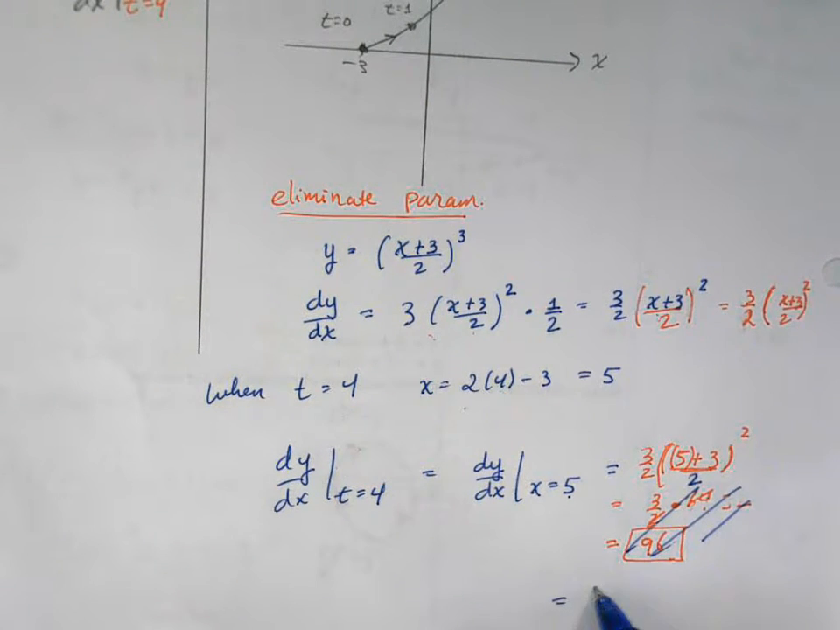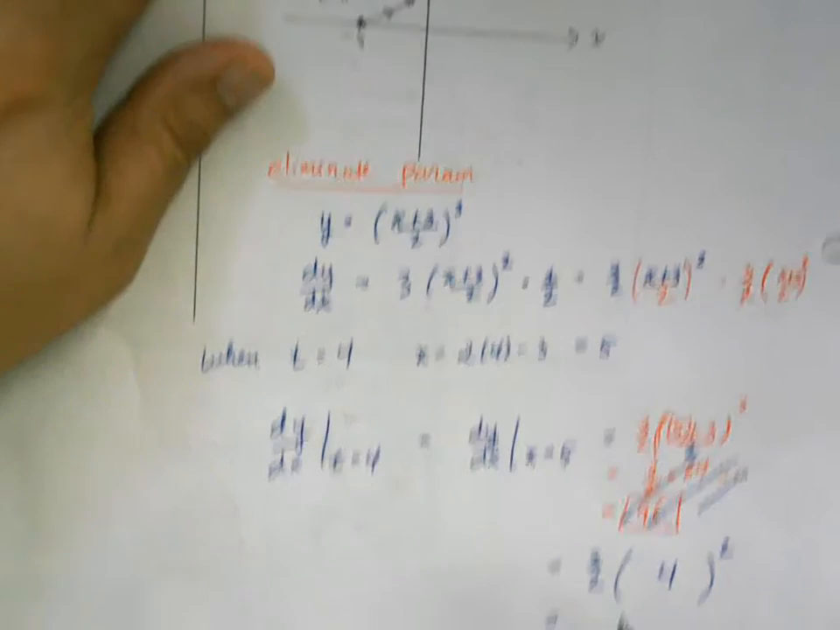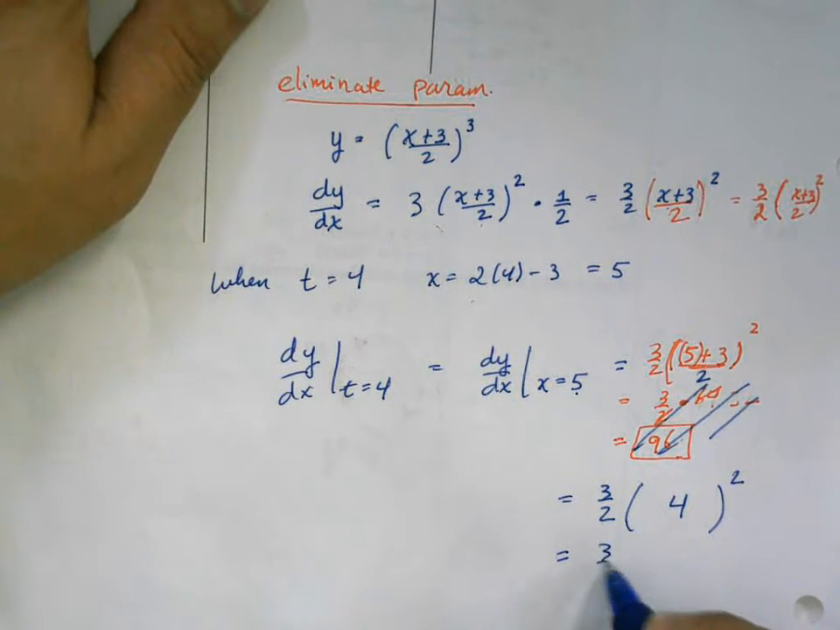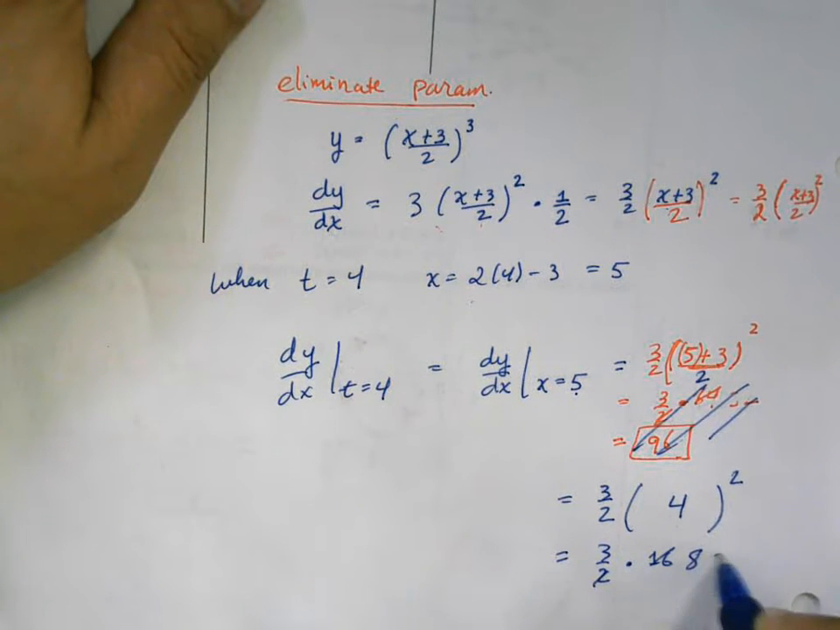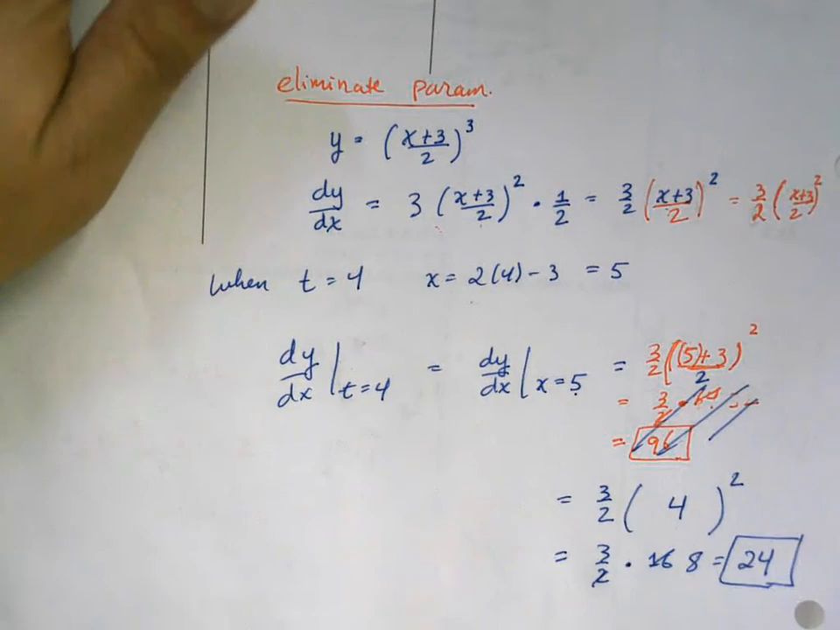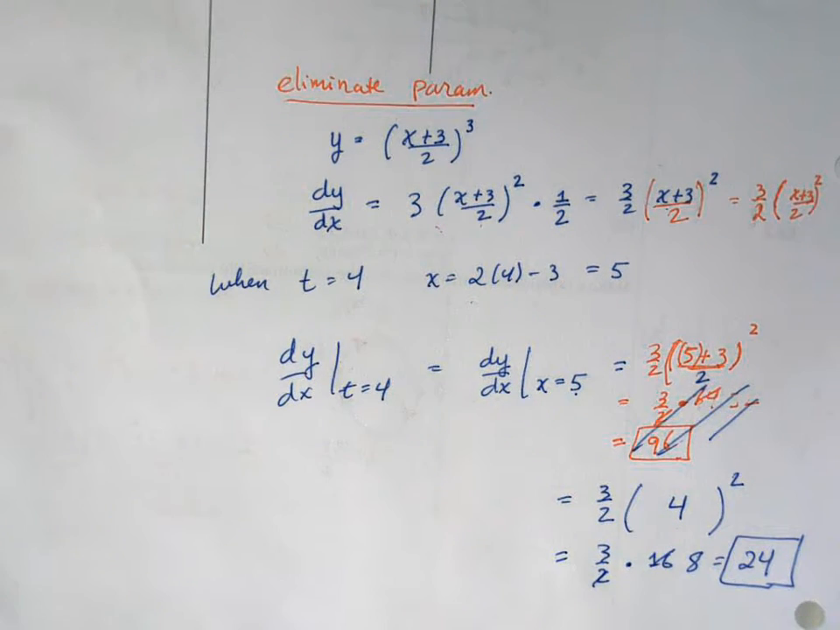Let's cross off all of this. So this is 3 over 2. The result of this is just 4 squared. So this gives me 16. Gives me 3/2 times 16, which now reduces down to 24. So apologies for the mistake. Hopefully it didn't trip you up too much, but you can see where the mistake occurs.